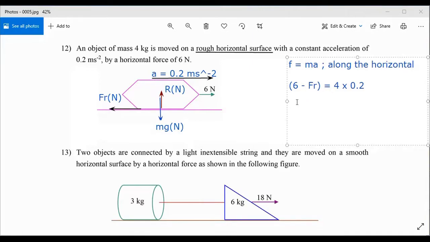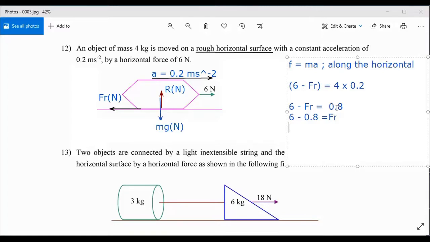It's so simple, right? We can't do anything to 6. And Fr equals 2 into 0.2, which is 4 times 0.1, so 0.4. Right? So next step, I'll take this to the other side. Plus Fr comes to the other side as minus Fr, and 0.4 goes to the other side as minus 0.4. 6 minus 0.4 means 5.6 equals Fr.